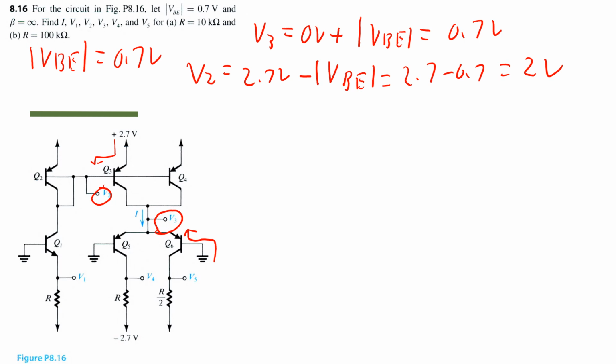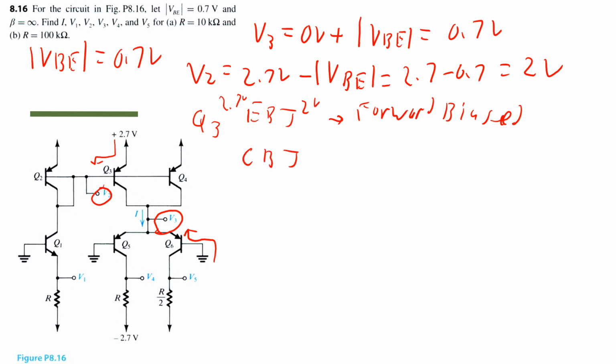Now let's analyze Q3 for a moment, specifically the emitter base junction. We see that the emitter has 2.7 volts, and the base has 2 volts, making the emitter base junction forward biased. And let's analyze its collector base junction. So what's the voltage at the collector? Well, that would just be V3, or 0.7 volts. And again, the voltage at the base is 2 volts, or V2, meaning that the collector base junction is reverse biased. Now, why am I bringing this up?